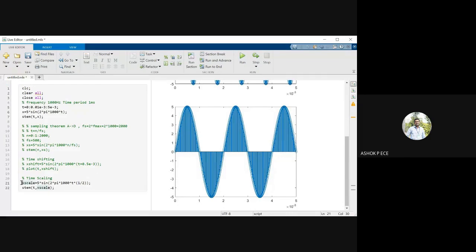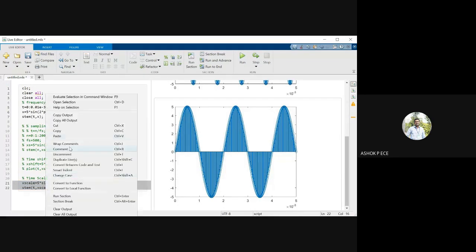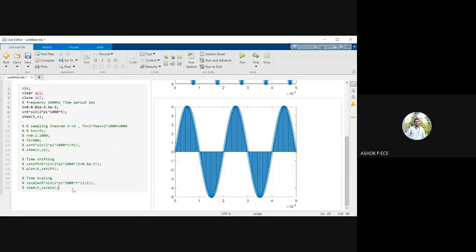Okay, so this is the second operation that you do on a signal. It is called time scaling. So time shifting is the signal moving along the left or right of the x-axis. Time scaling is the signal again being packed or unpacked. It is being compressed or expanded.